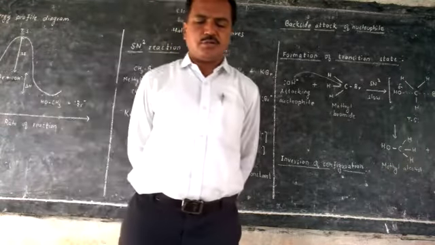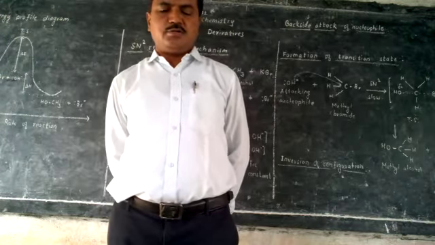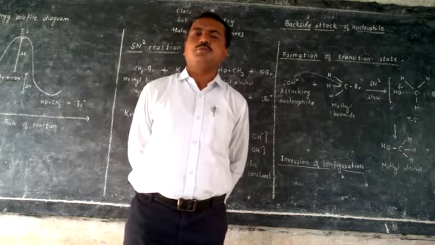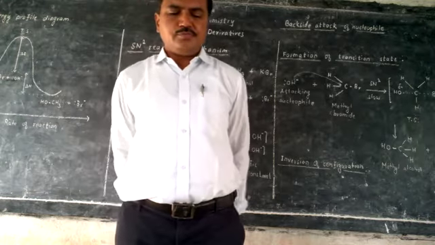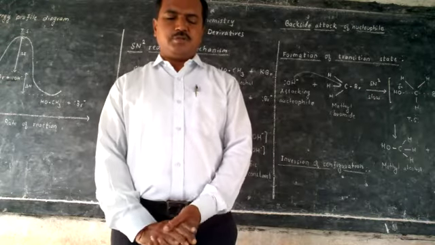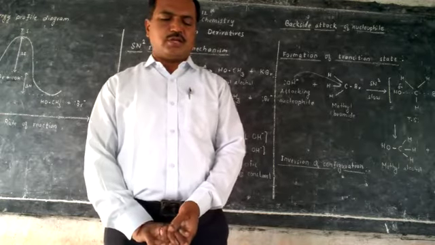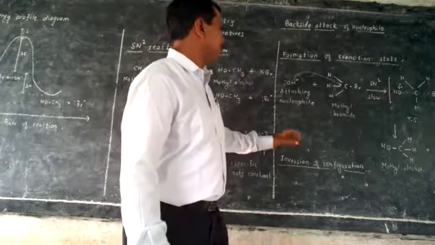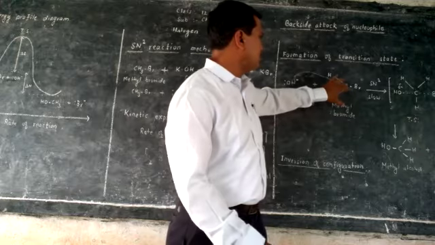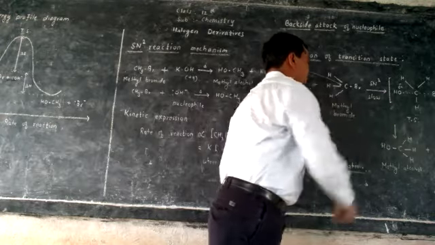Then inversion of configuration. In SN2 reaction, the OH ion attacks the carbon atom of methyl bromide from the backside, resulting in formation of product with inversion in configuration. That is, methyl alcohol has exactly the opposite configuration to that of methyl bromide. Here, hydrogen atoms were attached to the carbon atom from this side, but here they are exactly inverted.